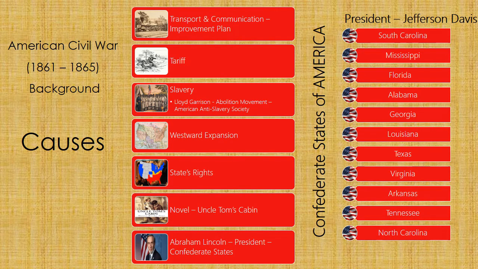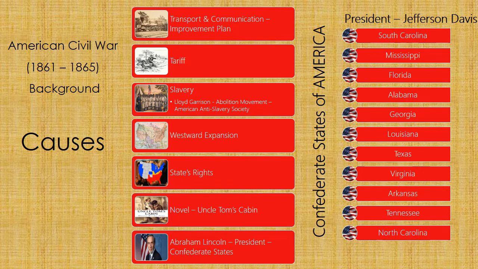Causes for the American Civil War. The first reason: transport and communication improvement plan. The North had an industrial base while the South was agricultural. The North wanted improvement in transport and communication facilities that in turn would aid in industrial growth. The South was against such changes because it felt that such changes would affect the soil's fertility adversely.